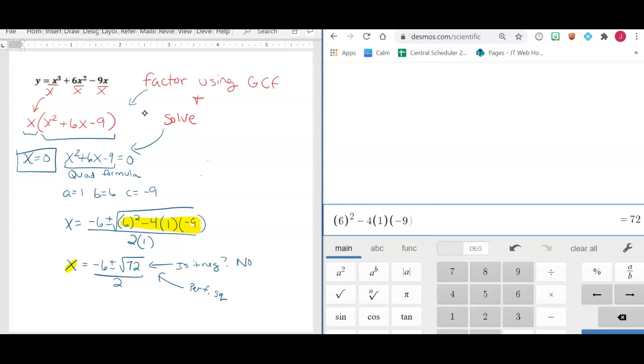So I'm going to put in my calculator, I'm going to clear out what I have currently, and I'm going to do the square root of 72. If I get a whole number, it would be a perfect square. I do not have a whole number here. It's a very long decimal, so it's not a perfect square. So that means that our answer is done.